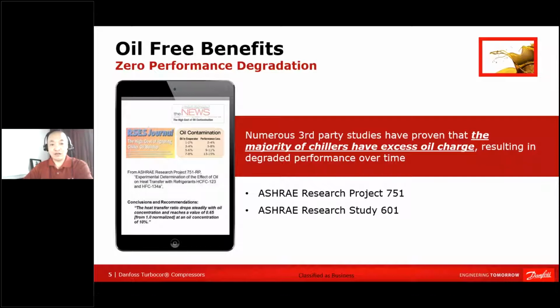Now, several independent research studies, specifically ASHRAE Research Project 751 and ASHRAE Research Study 601, conducted a study to determine what the effect of oil was on compressors that were installed in the field. What they concluded was that over time, the vast majority of chillers were overcharged with oil within the system. And the impact was significant: oil degraded performance by as much as 8% compared to their published performance.